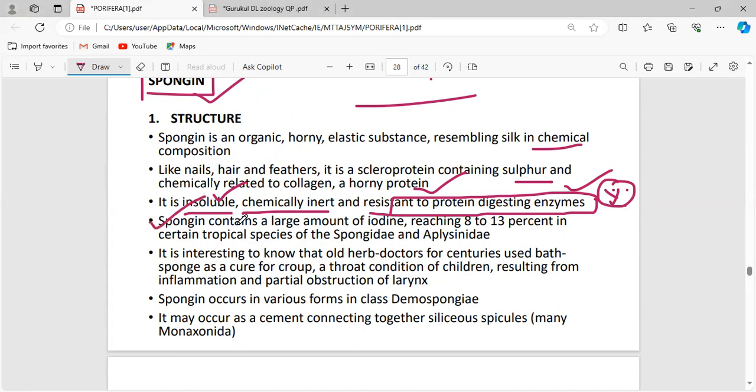Now, this spongin contains a large amount of iodine, reaching 8 to 13% in certain tropical species of the Spongiidae and the Aplysinidae. These are not important. What does spongin mean? It is a protein. And what does it possess? Iodine, and it is resistant to digestive enzymes, it is insoluble, it is chemically inert, and it is a horny protein.